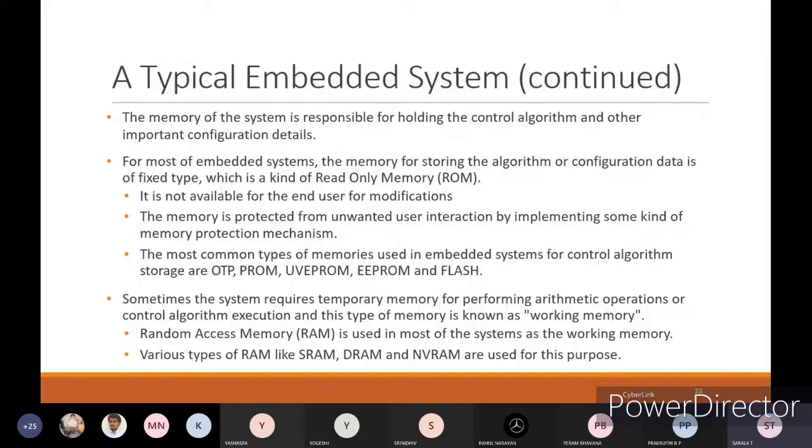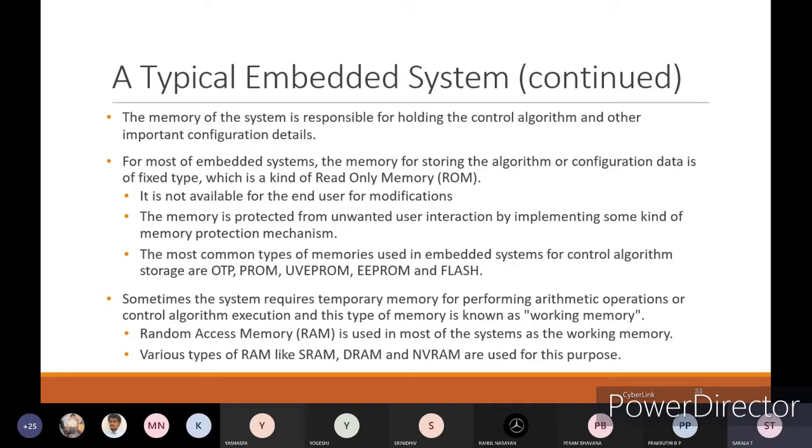Of the system is responsible for holding the control algorithm and other important configuration details. Whatever the memory we have seen in your embedded system diagram or representation component, it will have all the control algorithm and important configuration details with respect to your embedded system function. For most embedded systems, the memory for storing the algorithm or configuration data is of fixed type, which is a kind of read only memory.